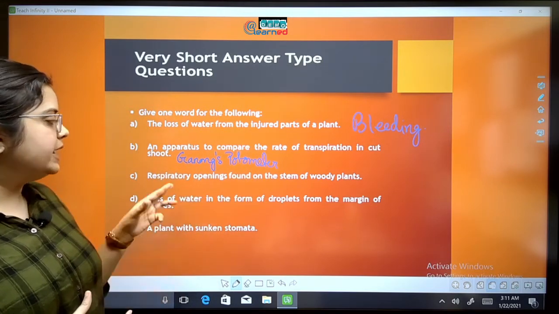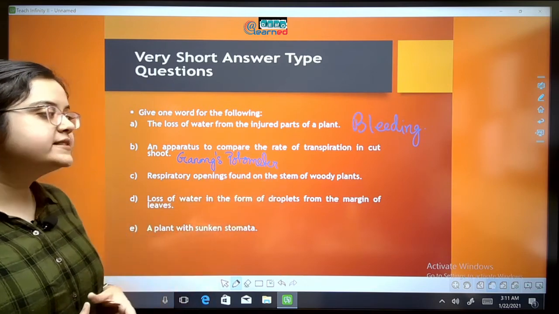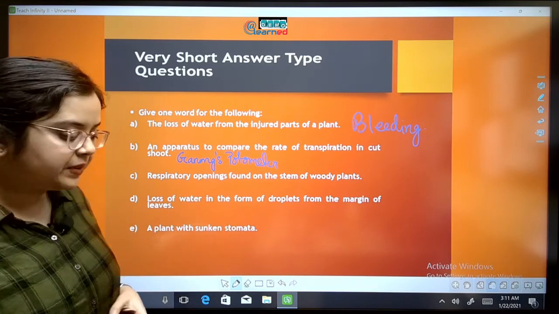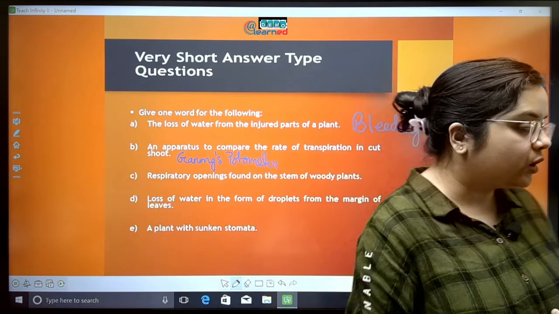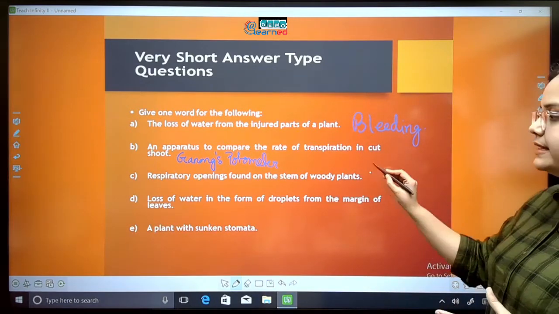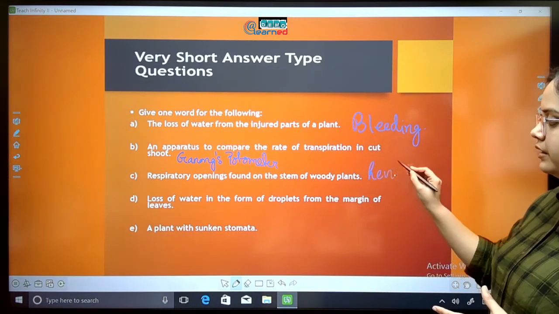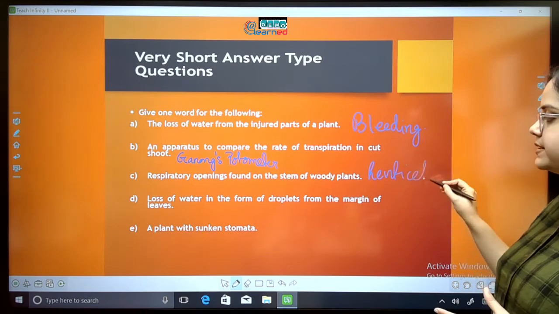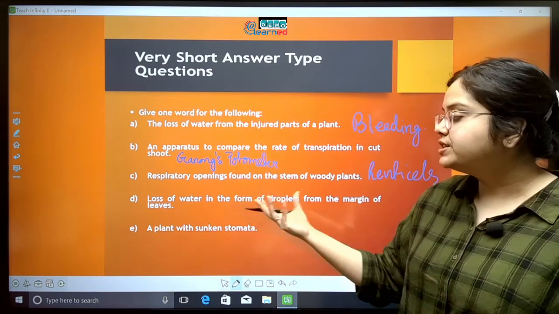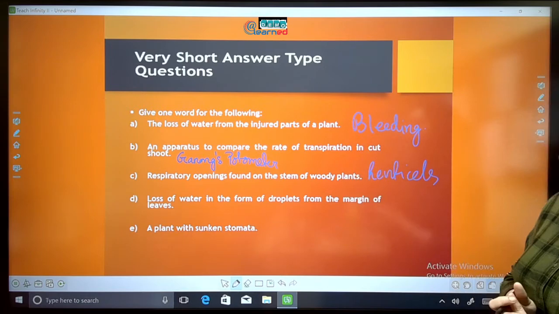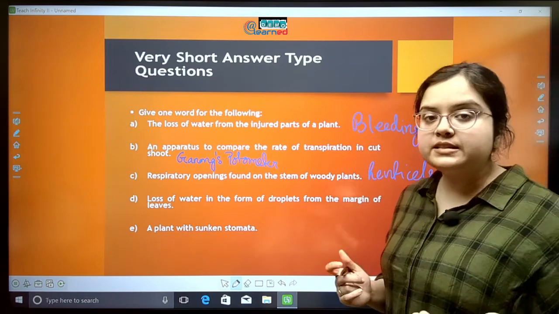Respiratory openings found on the stem of woody plants. This we have also learned just now. This is known as lenticels, right? Loss of water in the form of droplets from the margins of leaves. This is guttation.